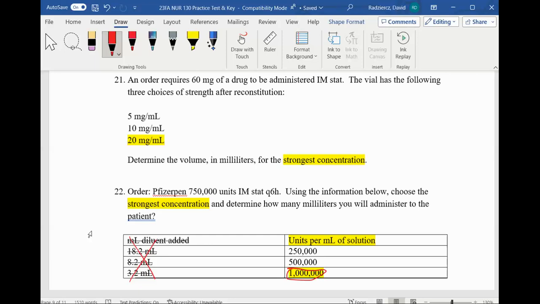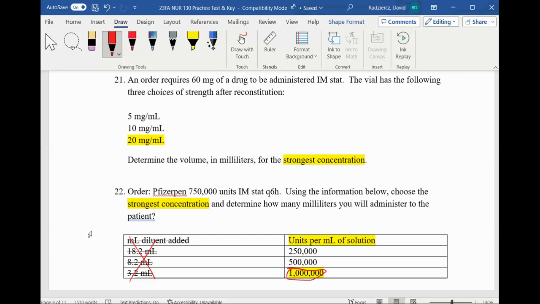You can give them the 5 milligrams per milliliter strength, the 10 milligrams per milliliter, or what I have highlighted there, the 20 milligrams per milliliter, right? Because 20 is greater than 10 and it's also greater than 5. So that's what you would use. Same thing can be said about number 22, the Pfizer pen. You're using the strongest concentration.